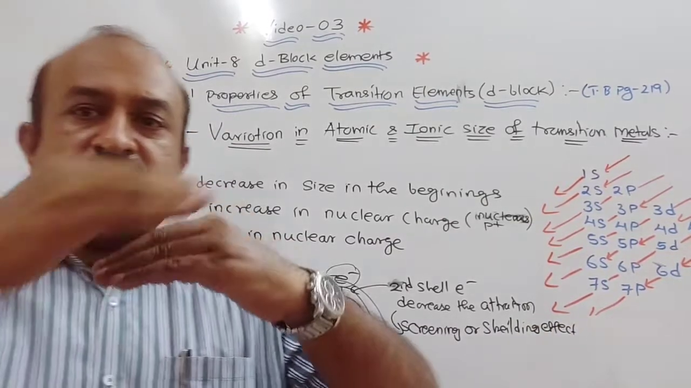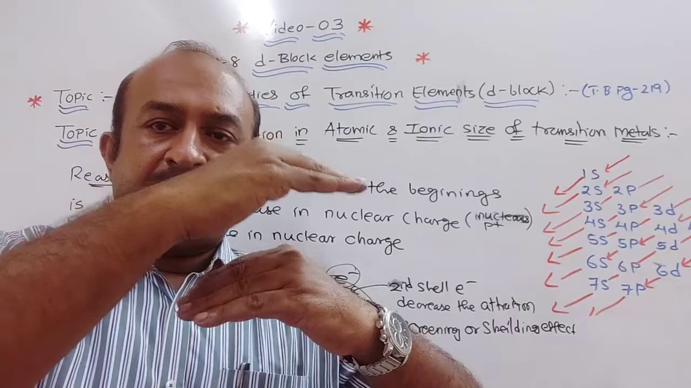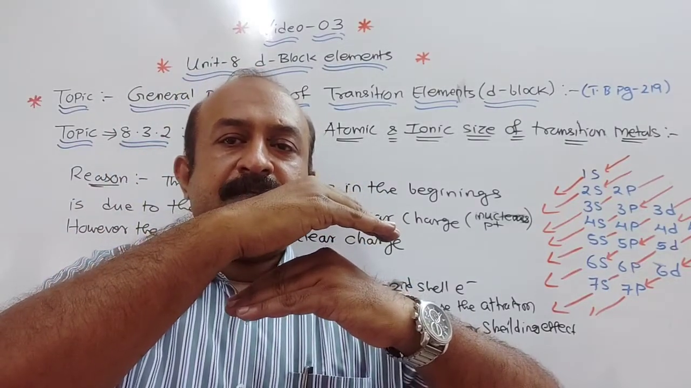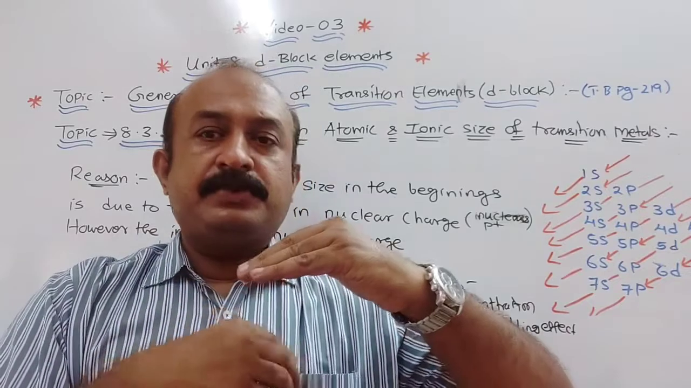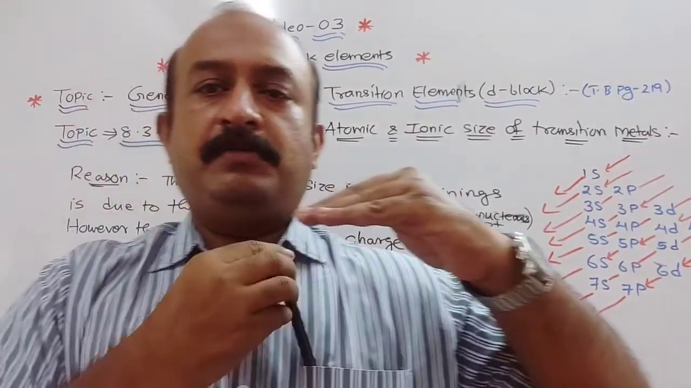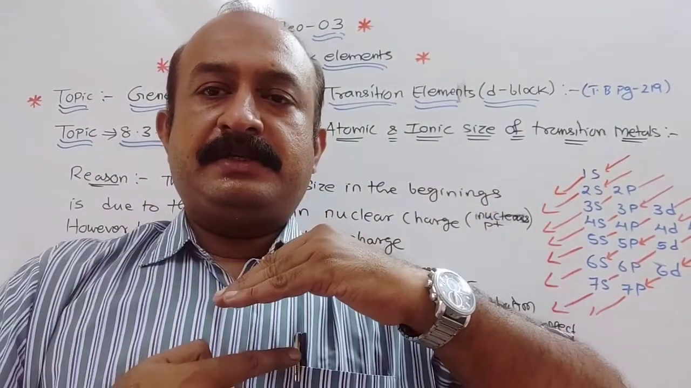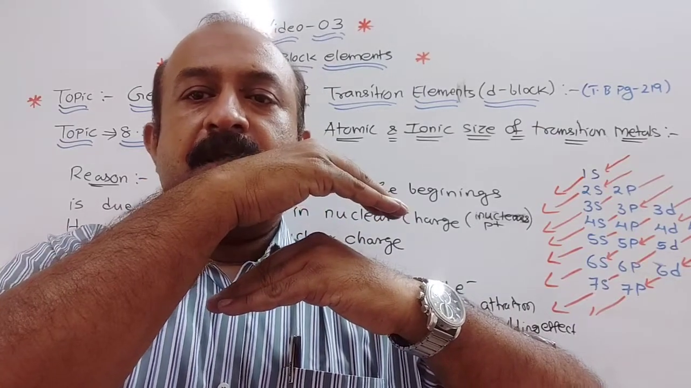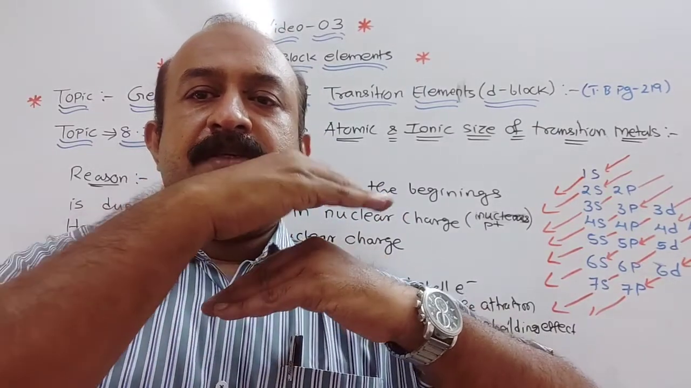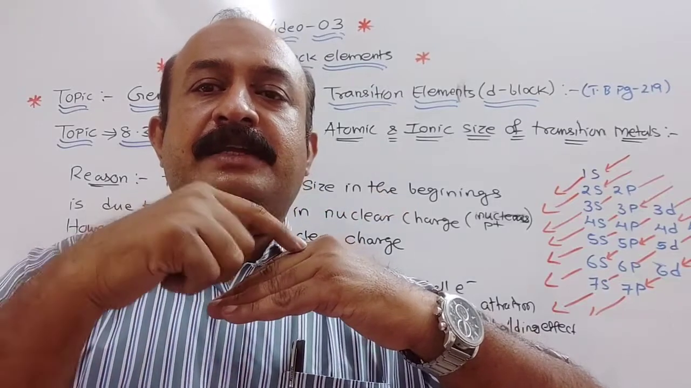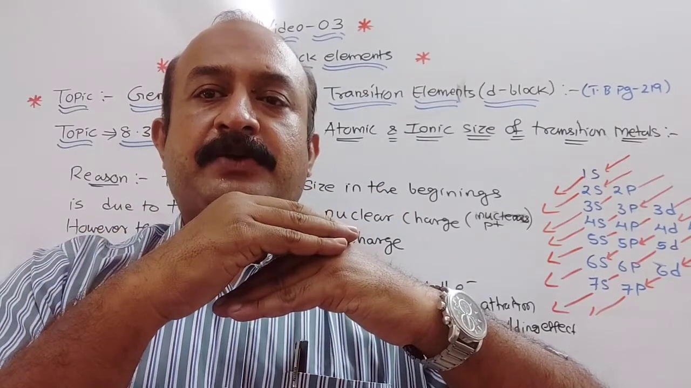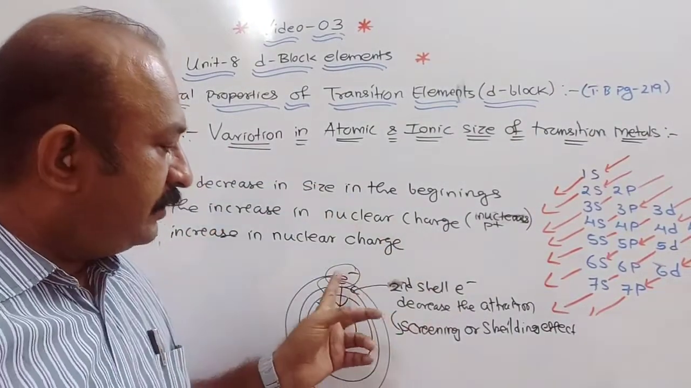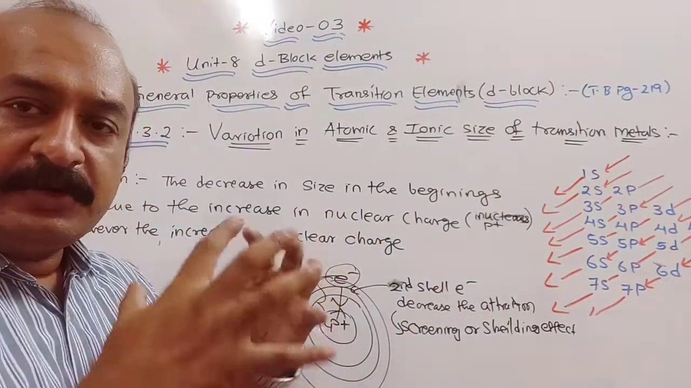This is the last shell, by my right hand, and this is the second last shell. Suppose you watch this ball pen here: this is the nucleus, this is the second last shell, and this is our last shell. Between the nucleus and this electron, the attraction is decreased because shielding is done by the second last shell electron. Understood? It will shield the attraction; this is shielding or screening.